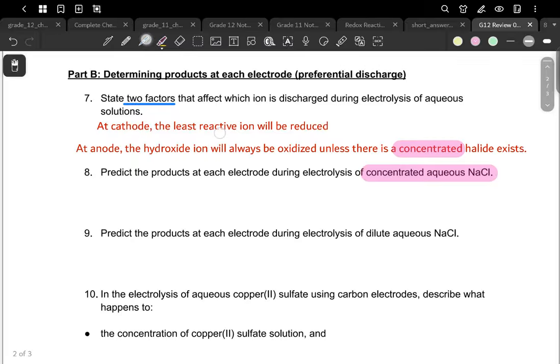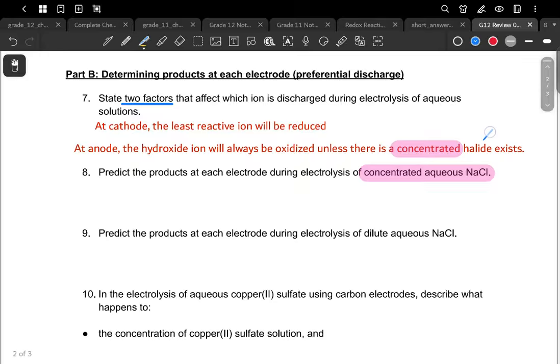And the halide as a negative ion, we're talking about the Cl negative or the Br negative or the iodine. Okay, fluorine is very, very reactive. We don't use it in electrolysis.